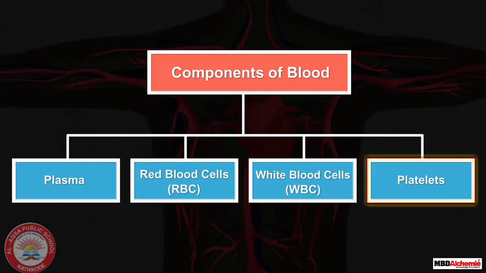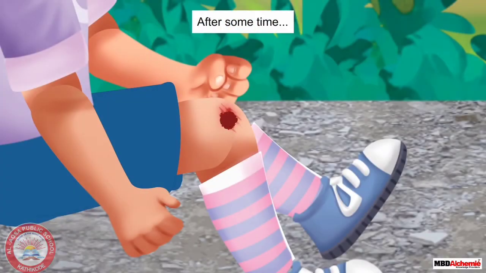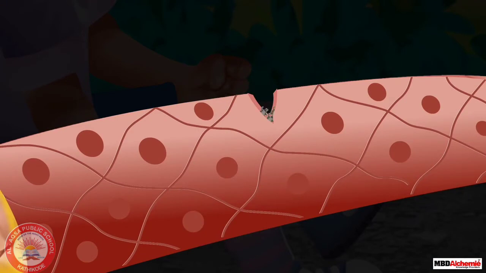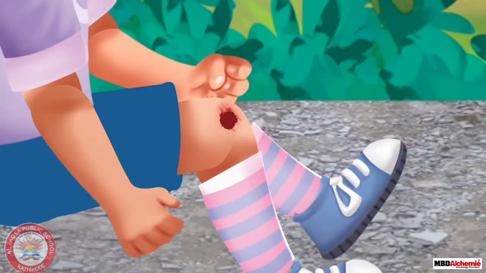The last component of the blood is the platelets. You must have noticed that each time you get injured or a wound, the bleeding stops after some time. This happens because of the presence of platelets. Platelets act as a plug at the cut, forming a clot.